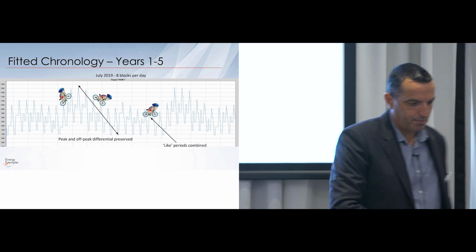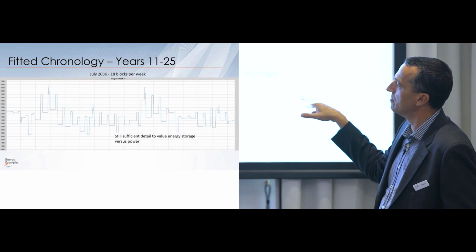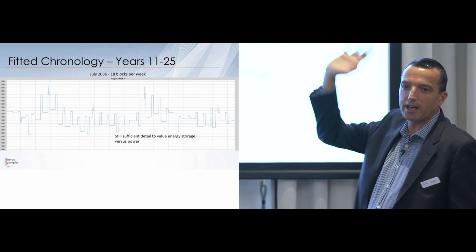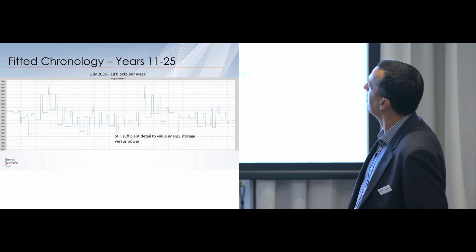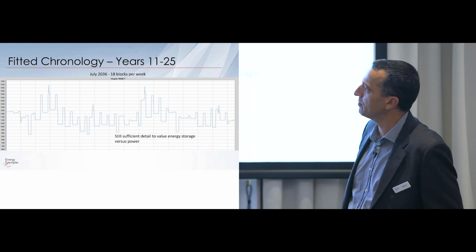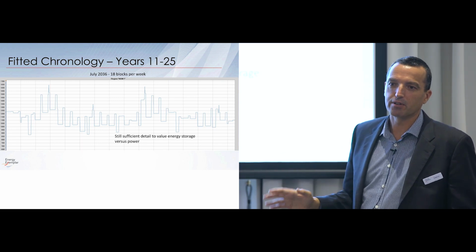Then if you go out towards the end, using my example where we were down to a number of blocks per week, this is the kind of fitting you get way out in the outer years. So you're still getting peak off peak, but a lot of periods are being combined together now. But the key point is this is way better than a load duration curve approach, right?